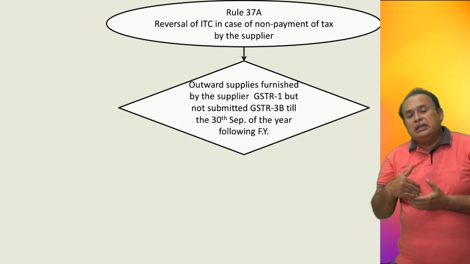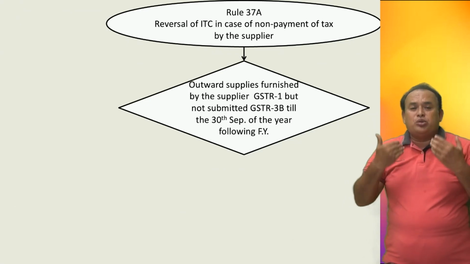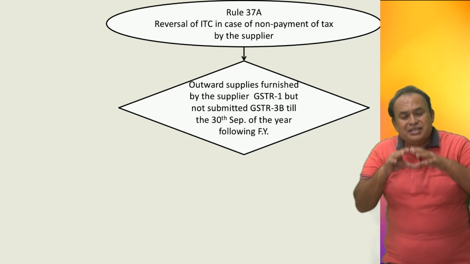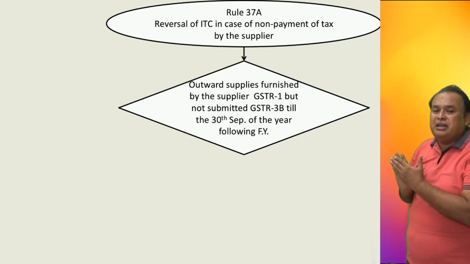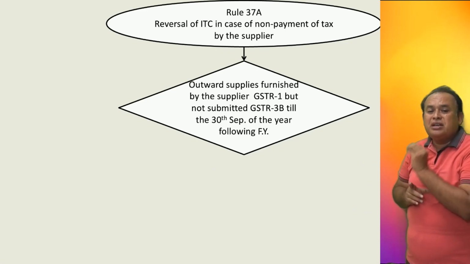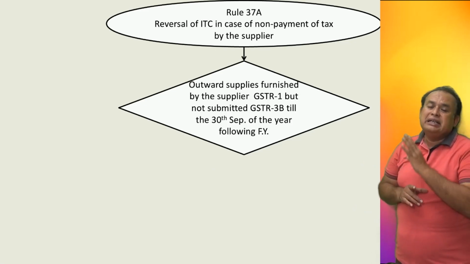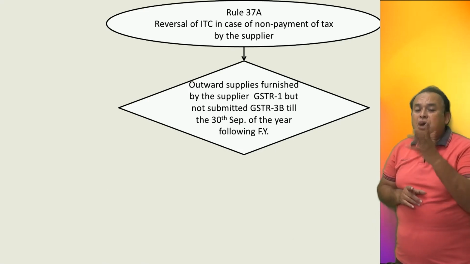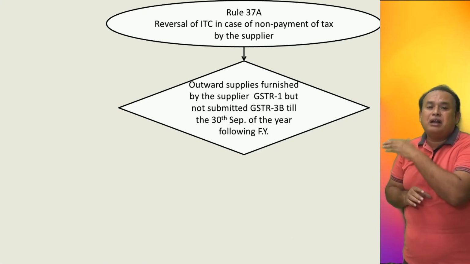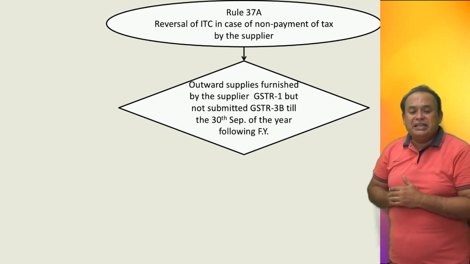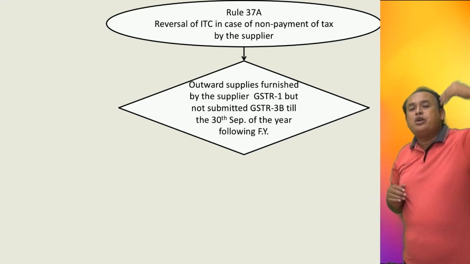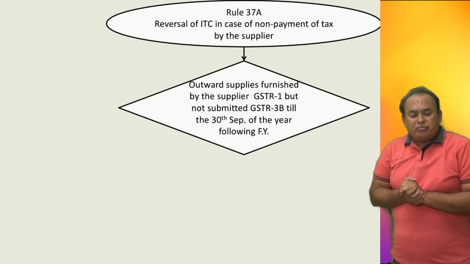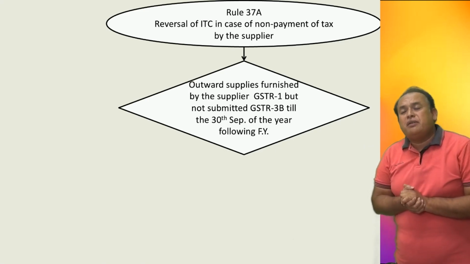Now, should this particular recipient reverse the credit or not? Before that, what I mentioned here: outward supplies furnished by the supplier in his GST 1 return, but GST 3B not submitted. That means the same amount is not paid to the department till the 30th September of the year following the financial year. That means for the year 2023-24, till 30th September 2024, this amount is not paid by submission of GST 3B.